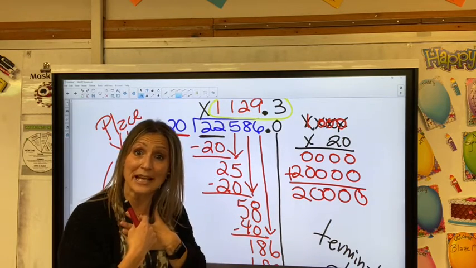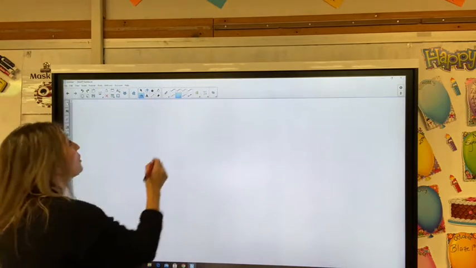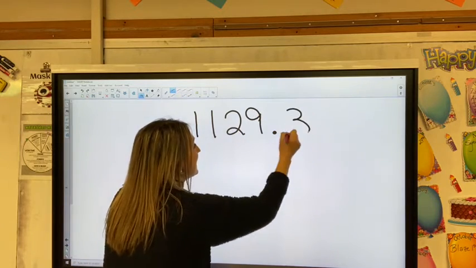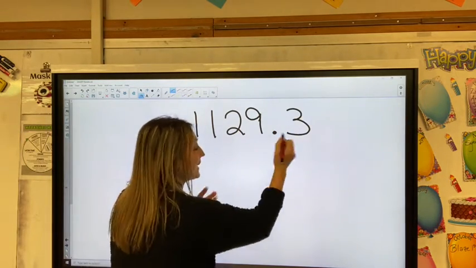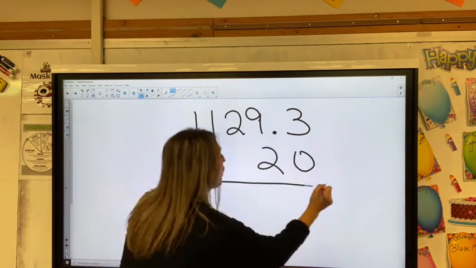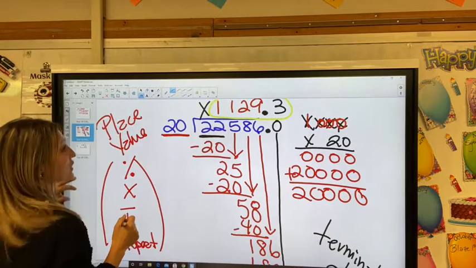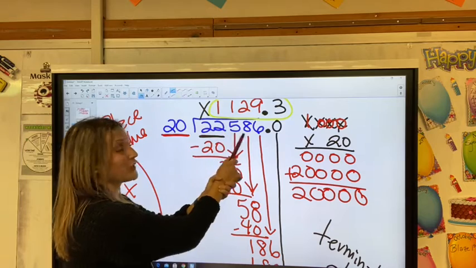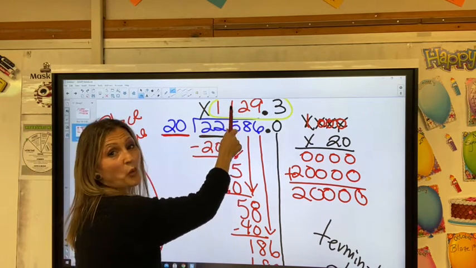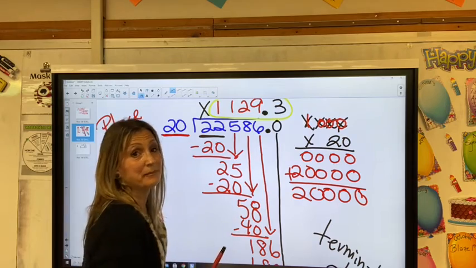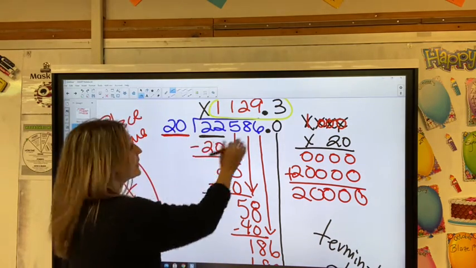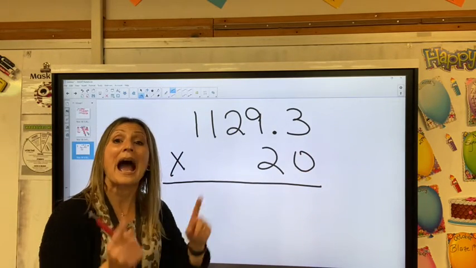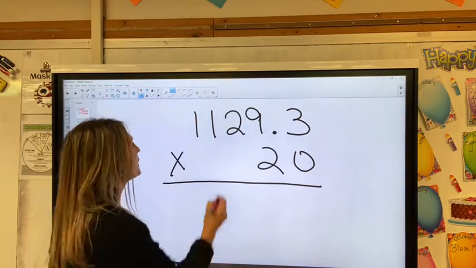And I can even check to see if I'm right. I can go back and say 1,129 and 3/10 times 20. I just line up the numbers times 20. Because in this problem, 6th graders, it said that 20 would go into 22,586 1,129 and 3/10 of a time. So I'm going to take my divisor and multiply it by my quotient. And if I'm right, I should get back my dividend. Let's see if we do.